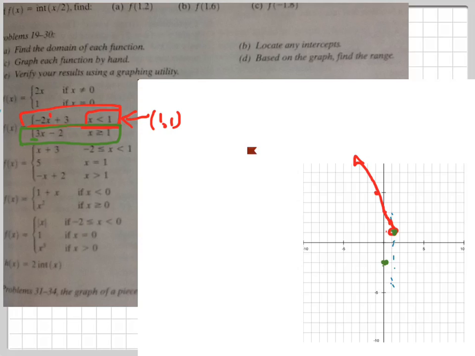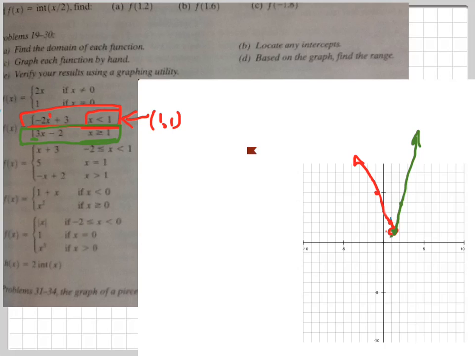Now, notice I put this point to the left of the dotted line. Is this green line defined to the left of that blue dotted line? The answer is no, because it's defined only when x is greater than or equal to 1. So I'm going to make a dotted line, because I'm going to erase this in just a second. But then when I get to the right of it, I'm going to go up 3 over 1 again, and there's my other line right there. So now I take my eraser, and I erase everything that's not part of my graph. And that's how you graph that piecewise function.